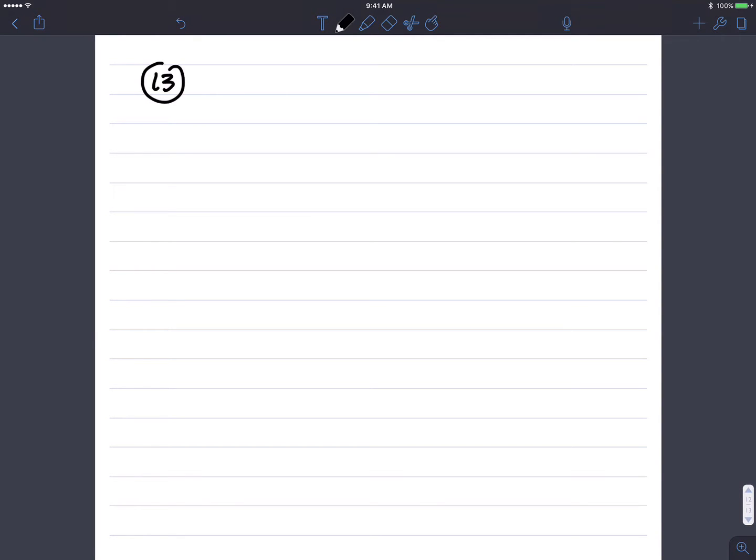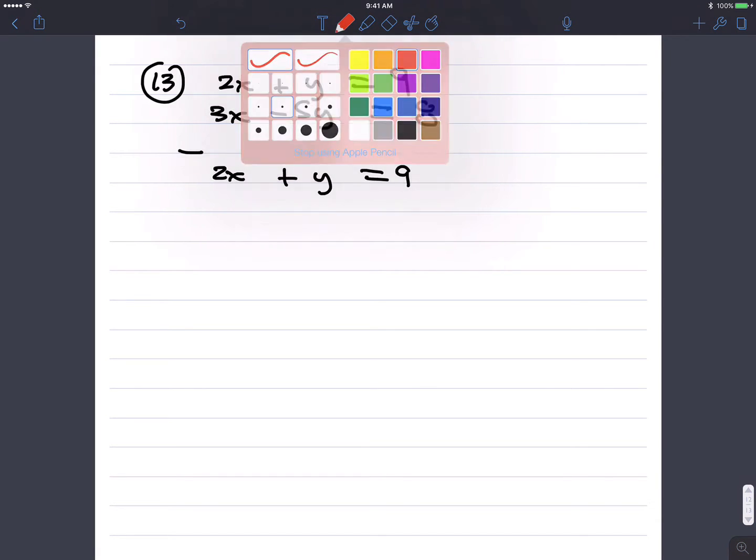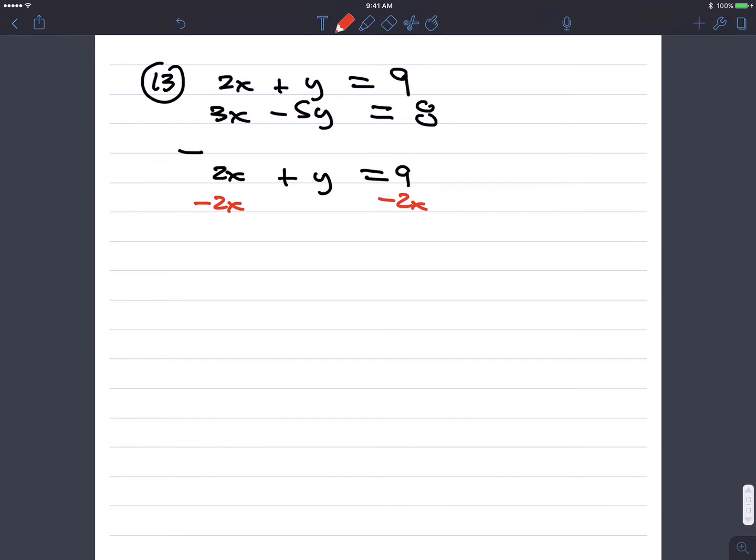Number 13. 2x plus y is 9. 3x minus 5y is 8. I'm going to solve my first equation for y. So my first equation is 2x plus y is 9. Let's subtract 2x from both sides. The first equation becomes y equals negative 2x plus 9.